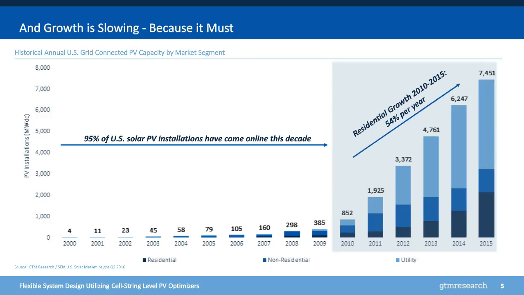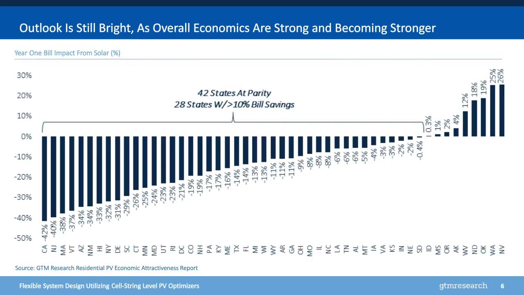Part of which is that by 2020, solar will be at grid parity in 42 states, with first-year savings from solar of at least 10% in 28 states, which is up from 20 states at parity now, with only 10% offering 10+% savings. And that's why our forecasts show such continued growth in the years ahead. But it's also dependent on a number of factors and trends.